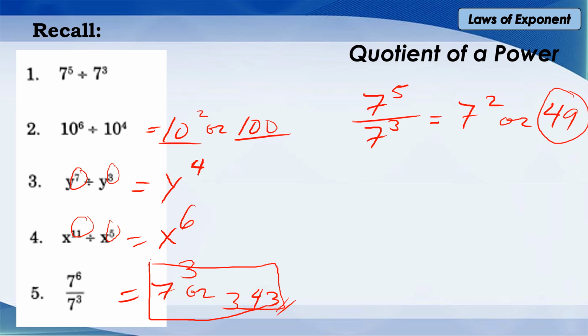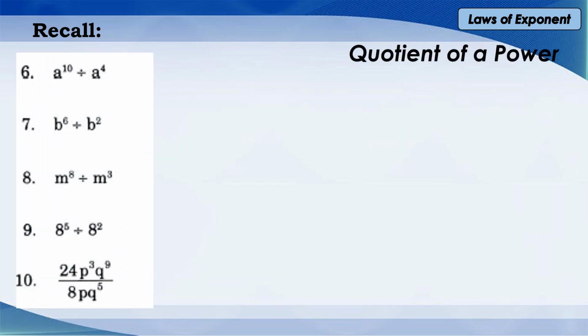Bahala kayo. Next example, number 6 to 10. A raised to 10 divide A raised to 4. That is 10 minus 4. We have A raised to 6. B raised to 6 divide B raised to 2, B raised to 4. M raised to 8 divide M raised to 3. That is M raised to 5.